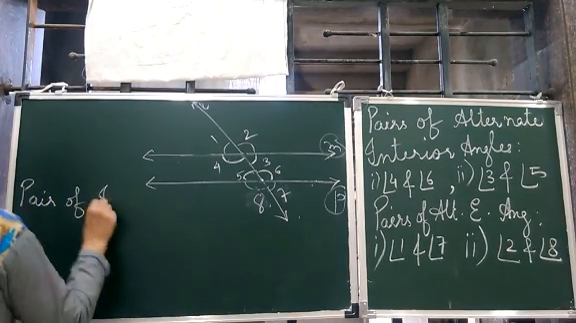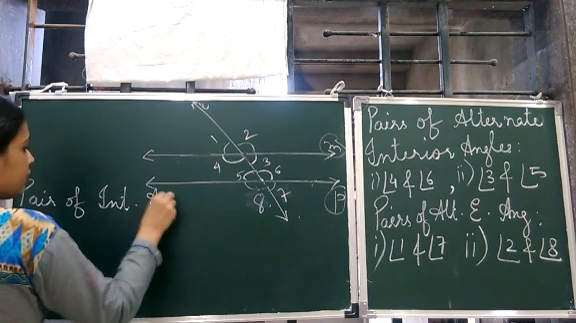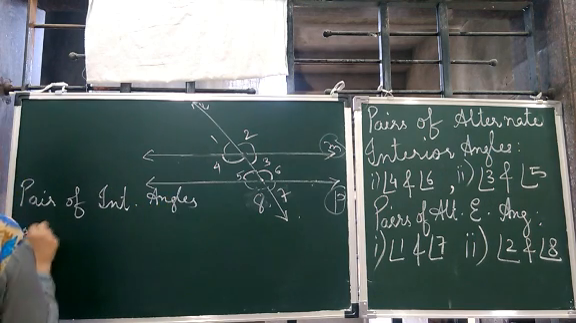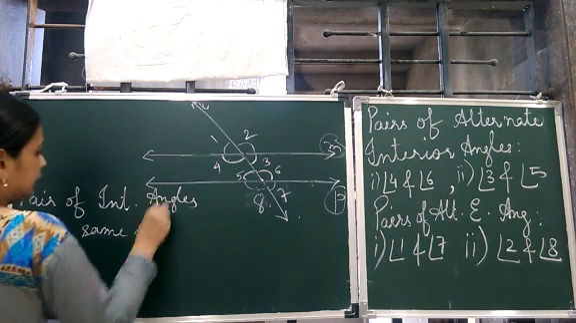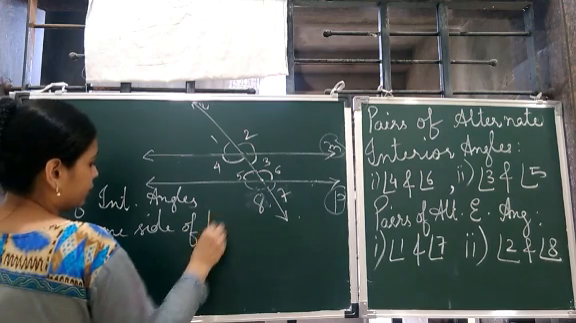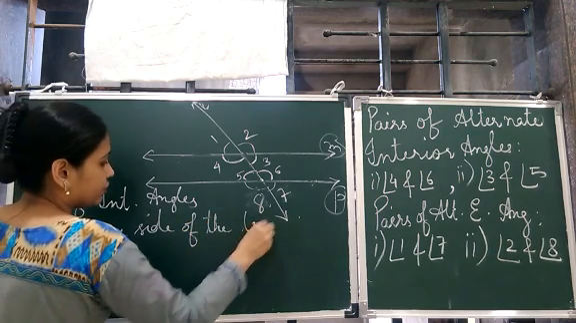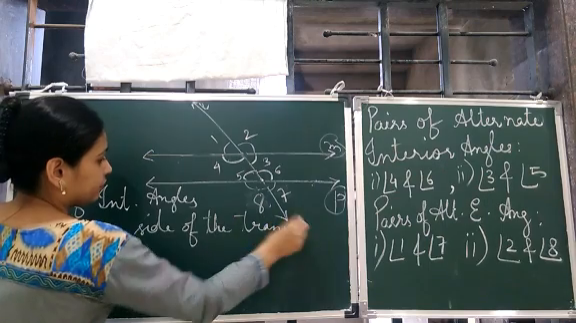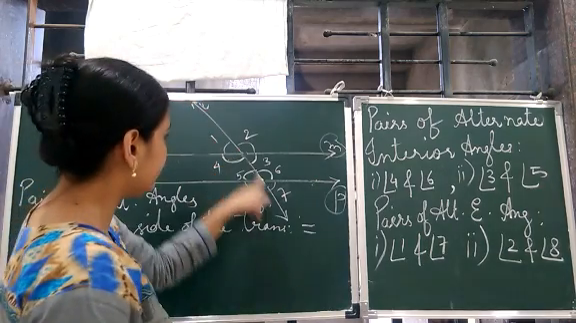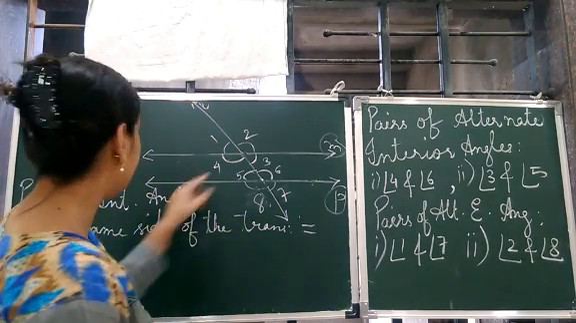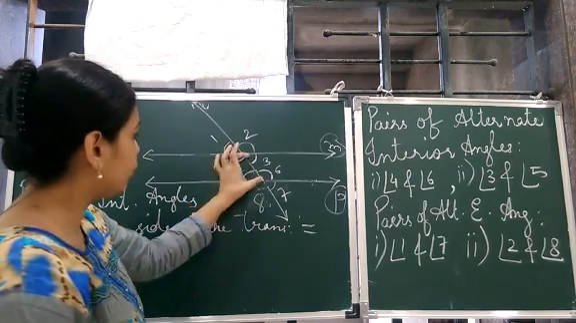Pair of interior angles on the same side of the transversal. Same side of the transversal. This is the transversal, and what else is written? Interior. So this is interior, and these two are on the same side.